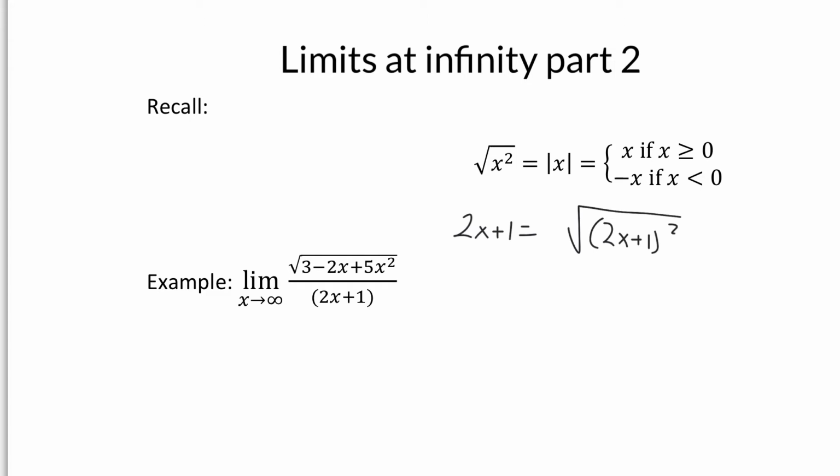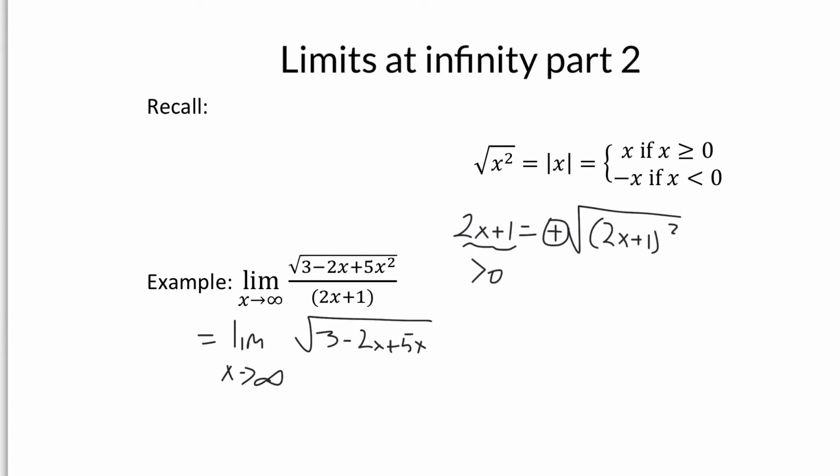Which one is it? Well, you investigate what's happening with the limit. x is approaching infinity. So the portion 2x plus 1 is definitely going to be positive. As x approaches infinity, x is equal to 100, 1,000. 2 times 1,000 plus 1 is a positive number, which means we take the positive square root. So we can write this as the limit as x approaches infinity, root of 3 minus 2x plus 5x squared over root of (2x plus 1) squared.